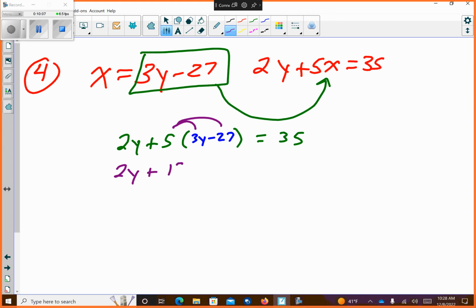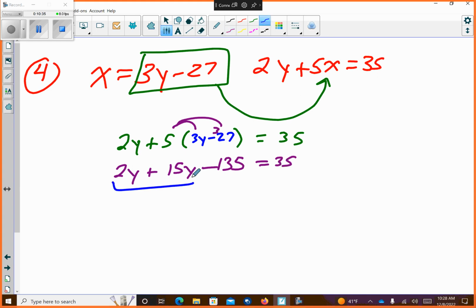So I get 2y plus 15y, and it's negative. Let's see, 5 times 27. 5 times 7 is 35. Carry the 3. 5 times 2 is 10. 10 plus 3 is 13, so 135. Equals 35. A lot of writing. Okay. Well, sometimes we just have to do the puzzle. That's really what it is.